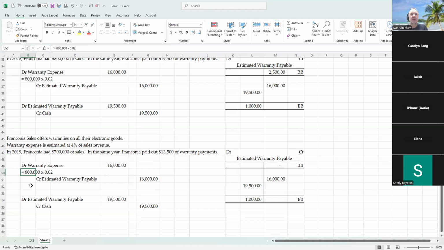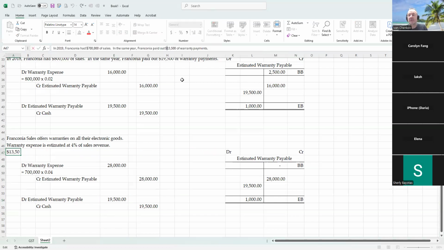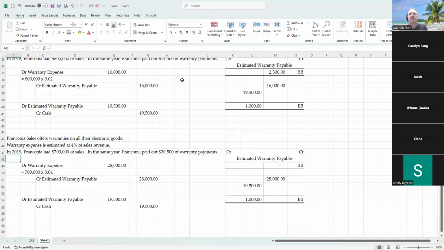So let's calculate our warranty expenses now. We are at 700,000, but we're changing to 4%. So where we were at 7, at the end we're going to have 4. Now my warranty expenses are $28,000. What's happened with my actual warranty payable? Let's bring this number higher. Let's bring it to 20,000. 20,500. My actual payment is now at 20,500.